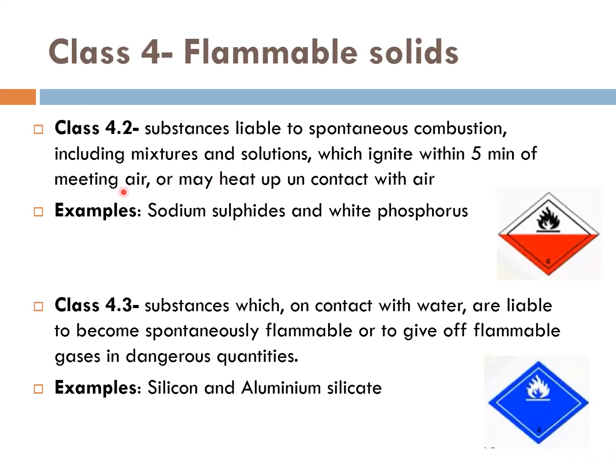Division 2 of class 4 contains substances liable to spontaneous combustion, including mixtures and solutions which ignite within 5 minutes of meeting air or may heat up in contact with air. Examples are sodium sulfides and white phosphorus. Division 3 contains substances which on contact with water are liable to become spontaneously flammable or give off flammable gases in dangerous quantities, like silicon or aluminum silicate. So these are the different divisions of flammable solids that fall under class 4.